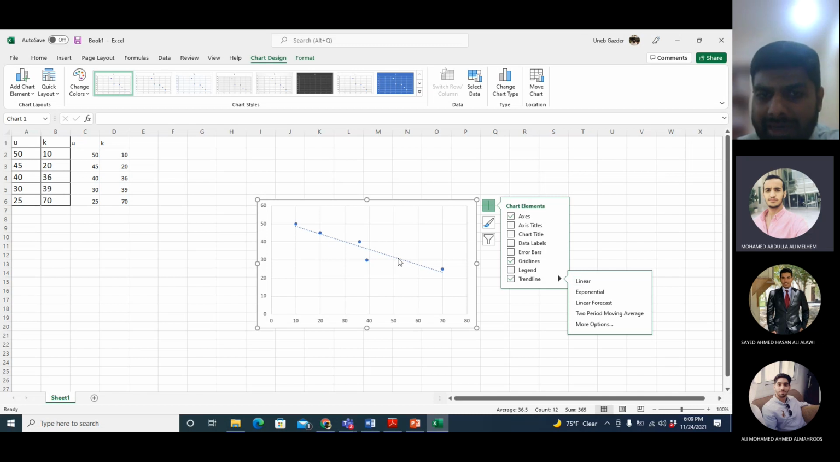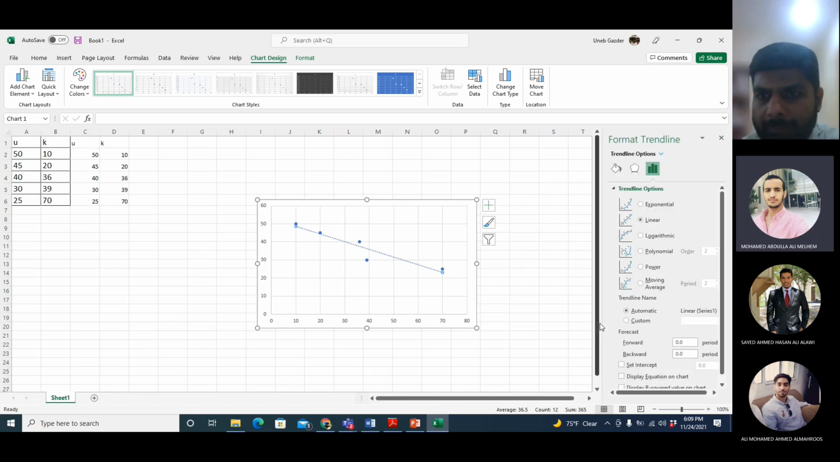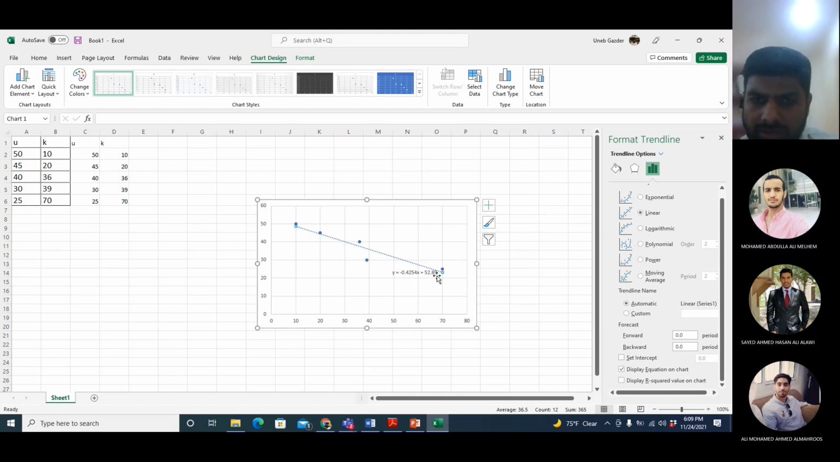Okay, so you can see a line here, but where is the equation? For equation, you go to more options. Now you come here, you will see display equation on the chart, and this is a. Okay, so B is still negative, and A is positive. And the values are not exactly what we have calculated, because Excel normally uses an advanced method.